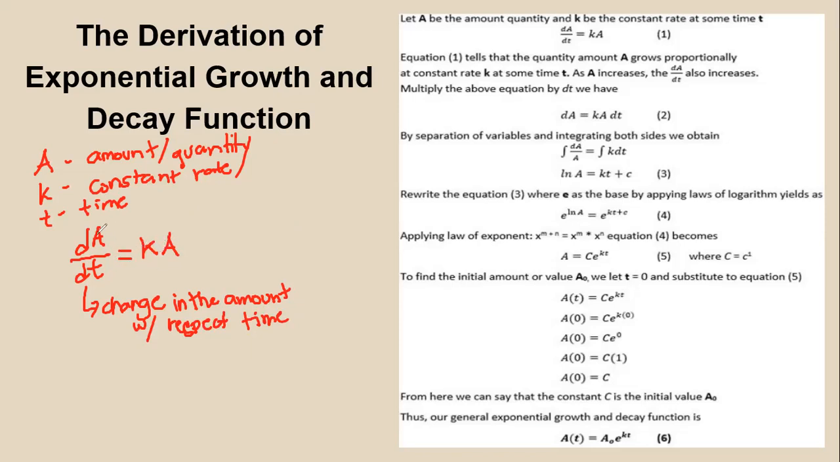So, as A increases, habang nag-i-increase yung A, nag-i-increase din yung ating dA over dt. That is if positive yung ating k. Kapag negative naman yung k, as A increases, so yung change natin decreases naman. Okay? So this k is the rate, and then this is the amount, the present amount.